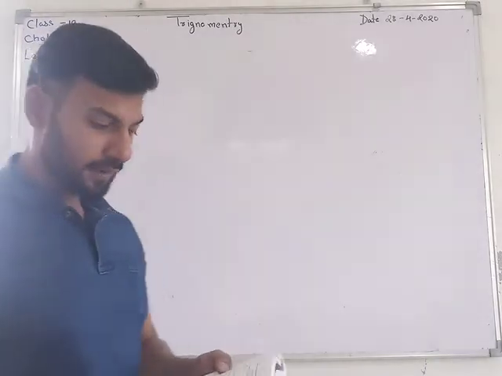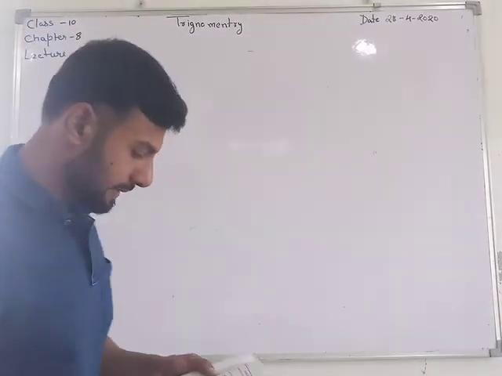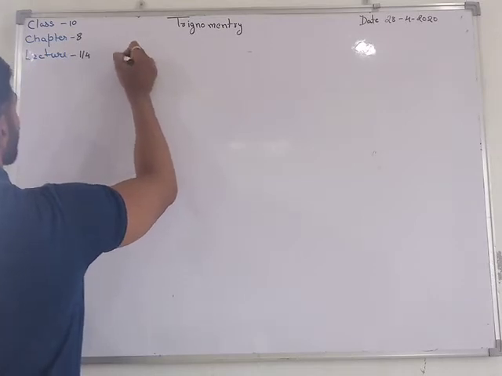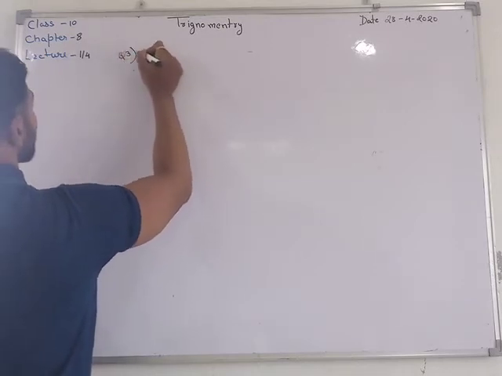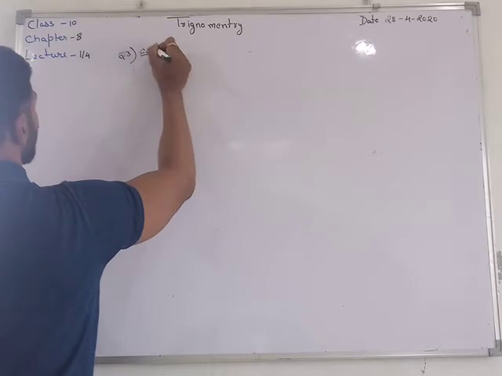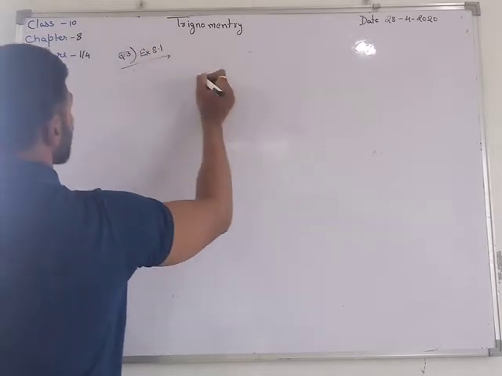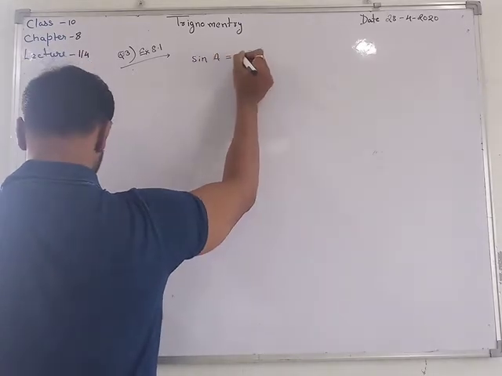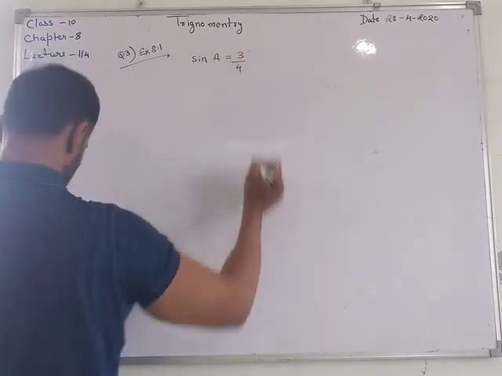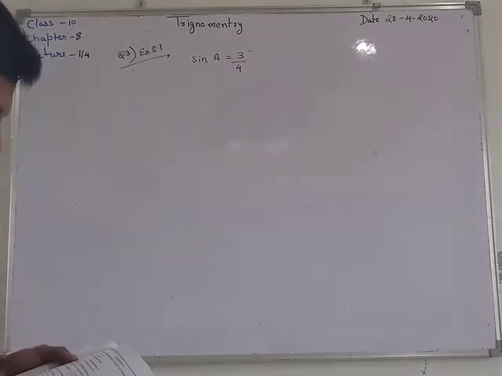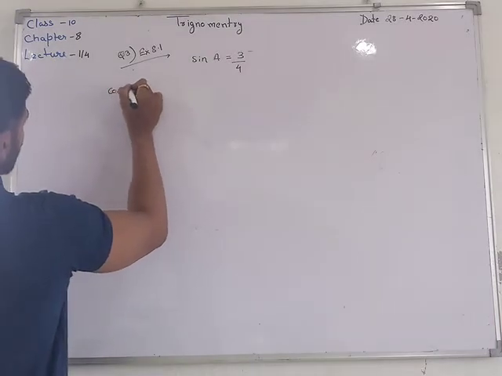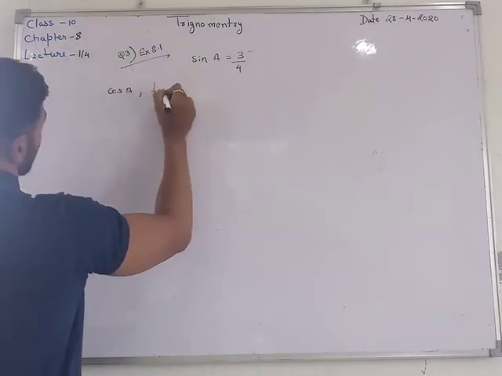Question number 3 of exercise 8.1. Sin A is 3 by 4. We are given that sin A is equal to 3 by 4. We have to calculate cos A and tan A.